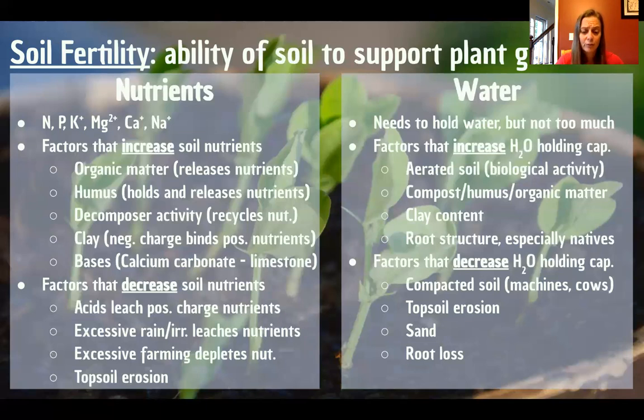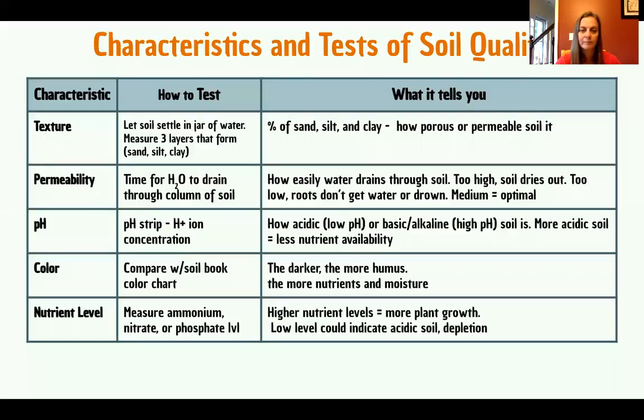If we have too much rain or excessive irrigation, again, anytime we have water, nutrients tend to be water soluble, and so they can leach out of the soil with the rain. We've already talked about excessive farming, particularly without rotation. That tends to deplete the nutrients, and then anything that contributes to topsoil erosion is also going to deplete nutrients in the soil.